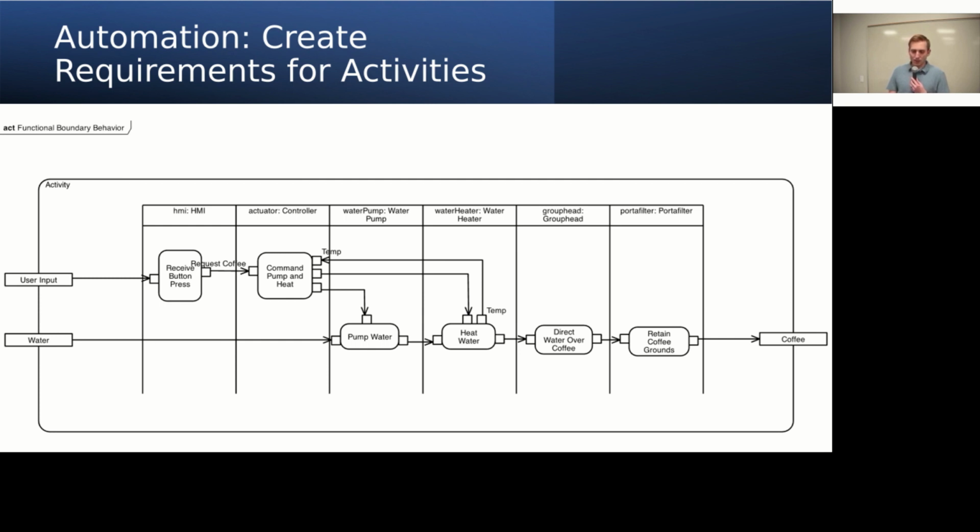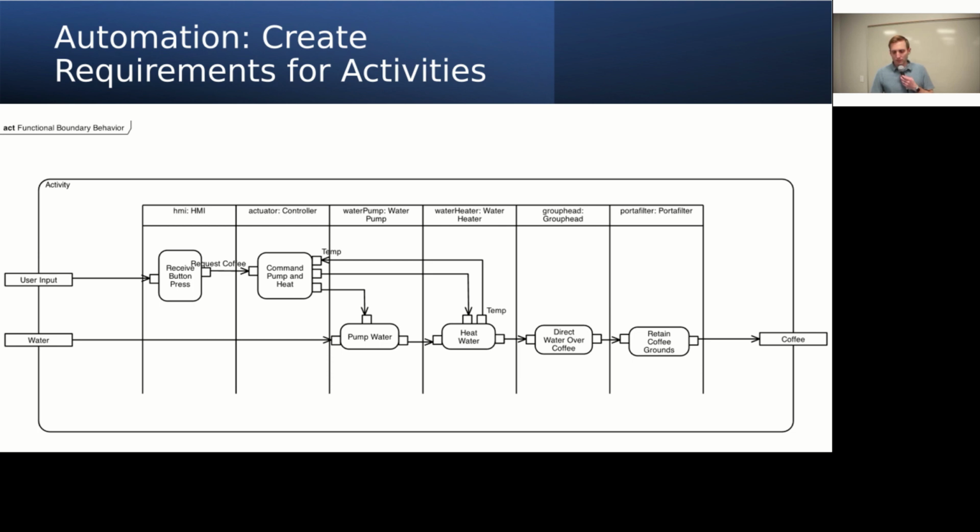If you start at the left, we're receiving the user input, and the HMI is receiving a button press, and then it's requesting coffee. So it's this behavioral diagram where you can sequence through how things are going to work. And this controller here is going to command pump and heat. So it's going to turn on the water pump and turn on the water heater for the espresso machine.